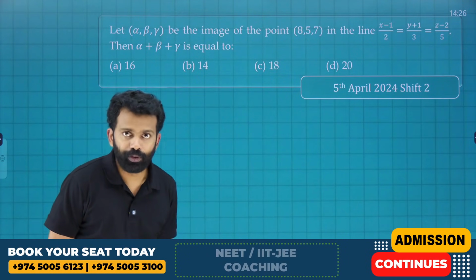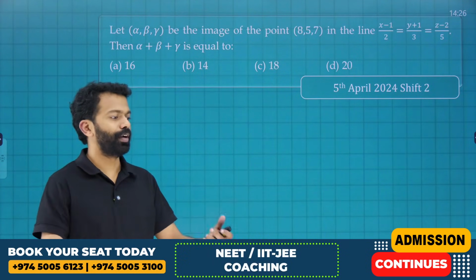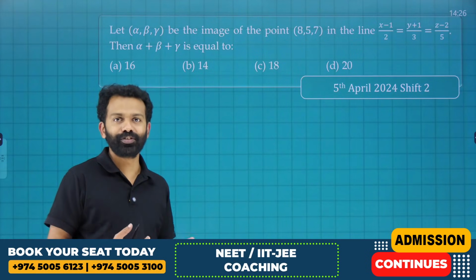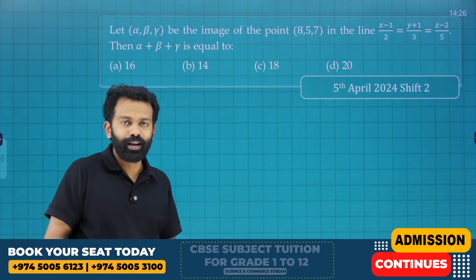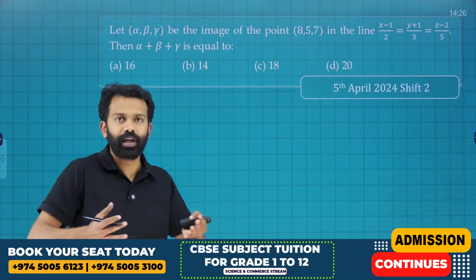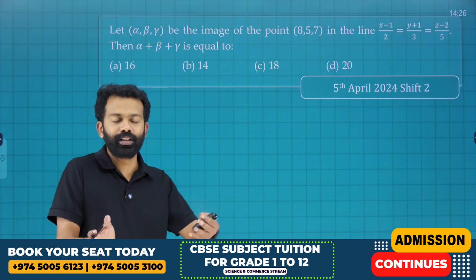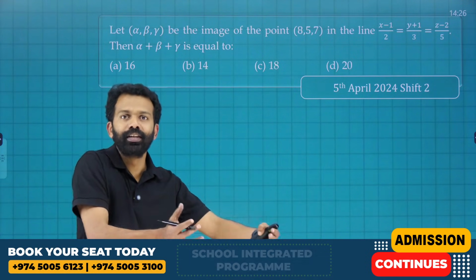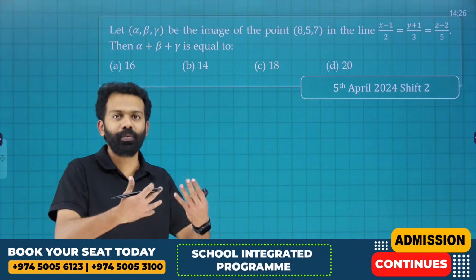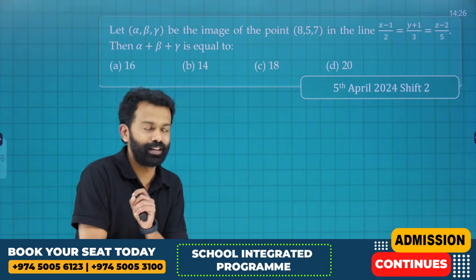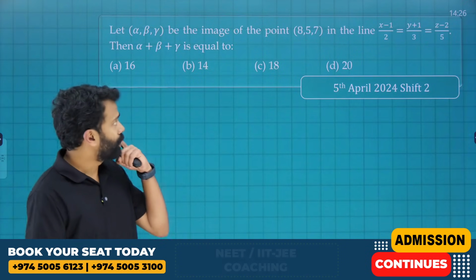As I told you before, if you take all the questions from 3D geometry, the family of questions having images and the family of questions with skew lines will have more than 40% weightage. Okay, it is like that. So let's do this question.